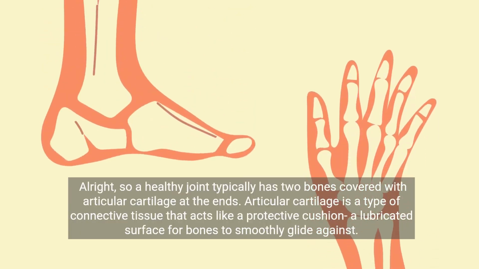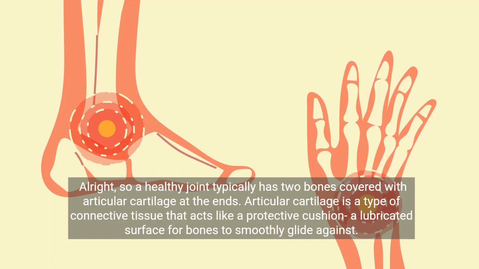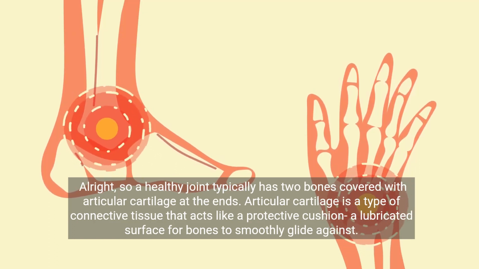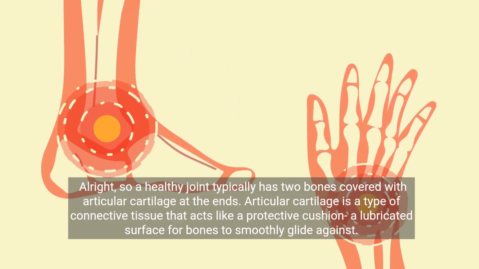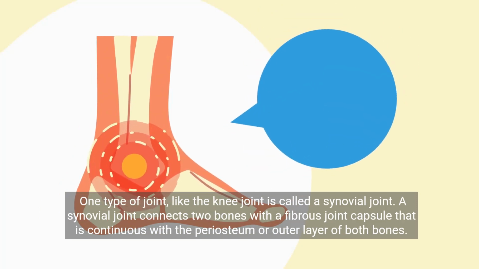All right, so a healthy joint typically has two bones covered with articular cartilage at the ends. Articular cartilage is a type of connective tissue that acts like a protective cushion, a lubricated surface for bones to smoothly glide against. One type of joint, like the knee joint, is called a synovial joint.